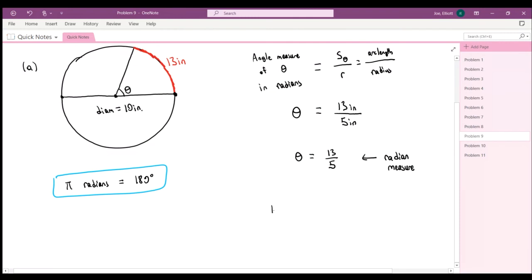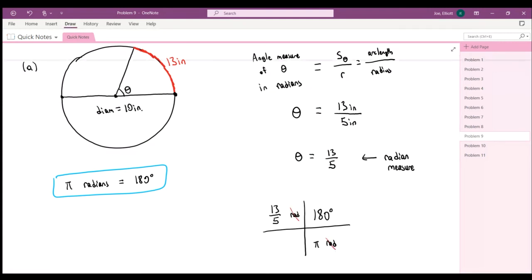Alright, so if we do the dimensional analysis, as was suggested, this is 13 over 5 radians right now. If I want to get it into degrees, we can multiply by 180 degrees over pi radians, so that way the radian unit cancels out. So ultimately we're going to do 13 over 5 times 180 degrees over pi.